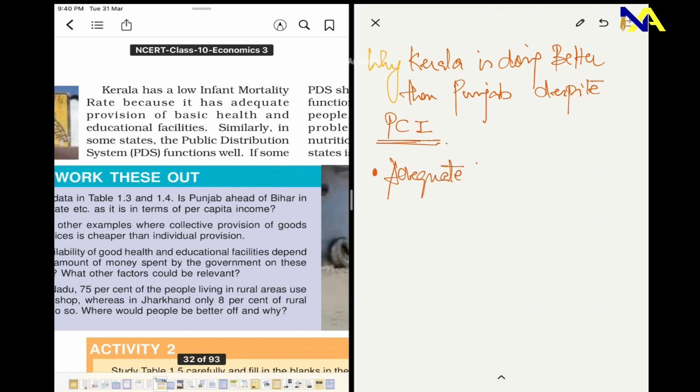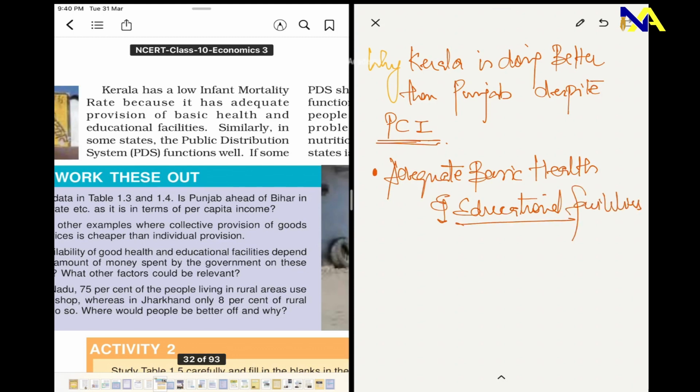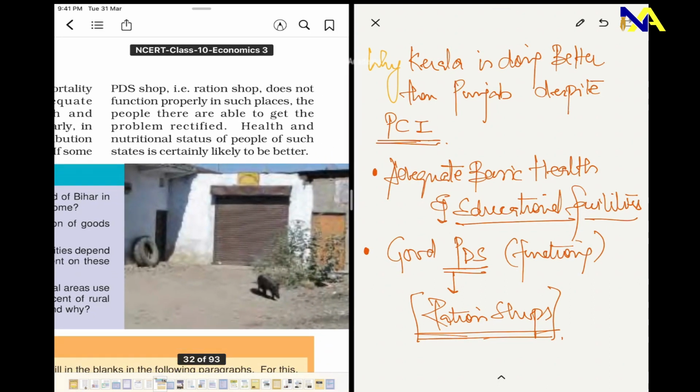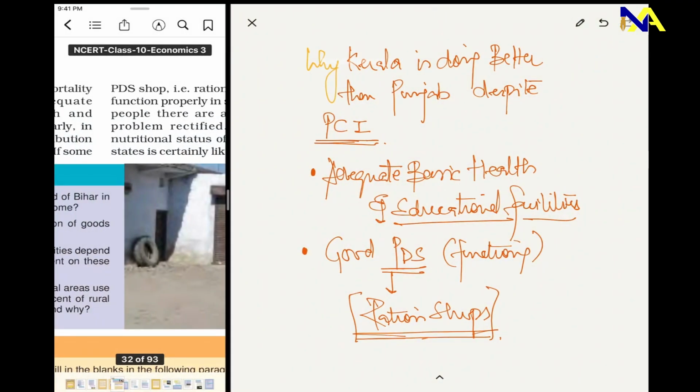it has adequate basic health and education facilities. At the same time, it has a good public distribution system. Understand? Functioning of PDS, precisely the ration shops. They provide grains to the poor people at a very minimal rate. Those are ration shops. See this, you can even read this. Kerala has a low infant mortality rate because it has adequate provision of basic health and educational facilities. Similarly, in some states the public distribution system functions well. If some PDS shop, ration shop, does not function properly, the people there are able to get the problem rectified.